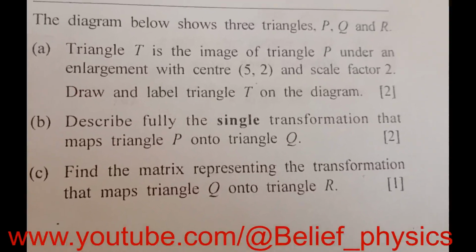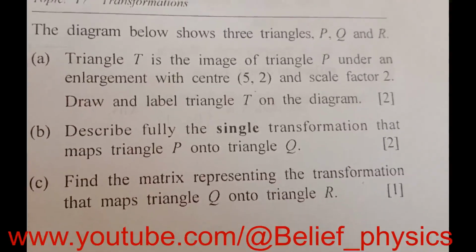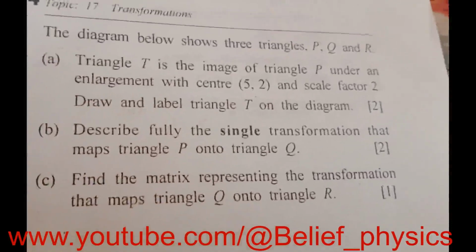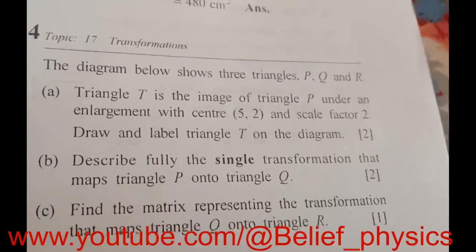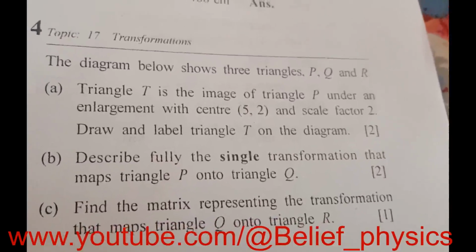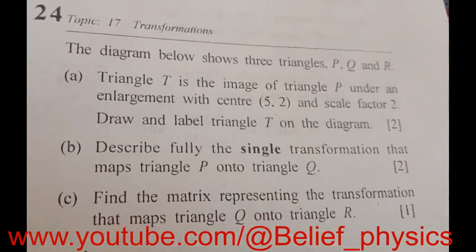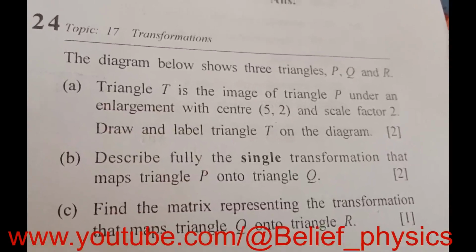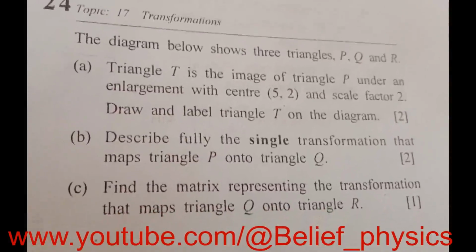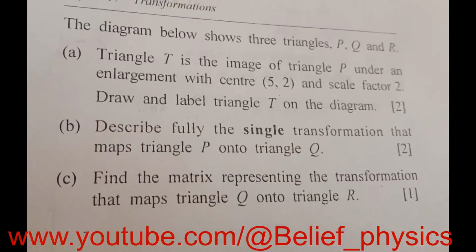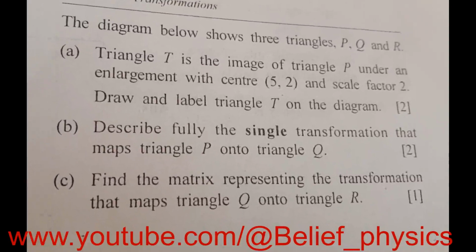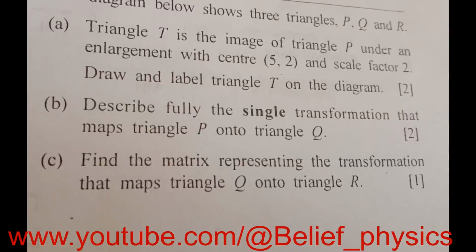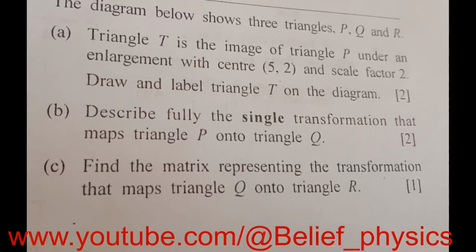Triangle T is the image of triangle P under an enlargement with center (5, 2) and scale factor 2. P is the object and T is the image. The question is, draw and label triangle T on the diagram. It carries 2 marks. Part B is describe fully the single transformation that maps triangle P onto Q, and C is find the matrix representation of the transformation that maps Q onto triangle R.